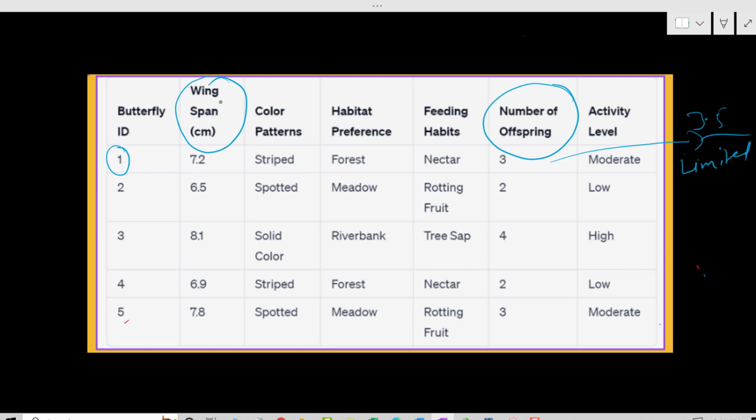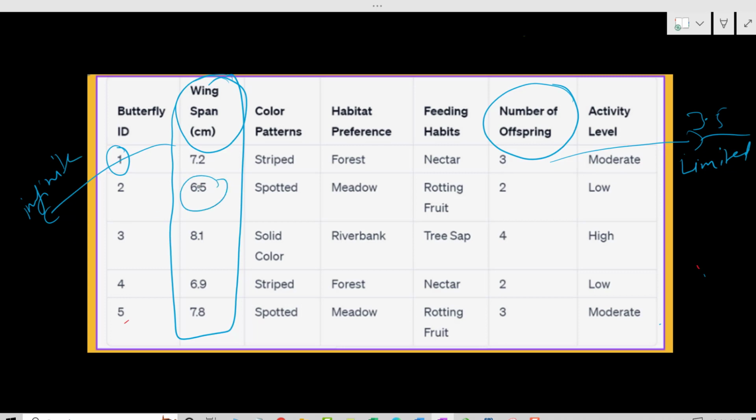But if we see the wingspan, and let's say we are talking about the valid range of the wingspan of a butterfly, there can be infinite values literally, right? Because we can have decimal values. We can have 6.7 also, we can have 6.3 also, 7.2 also, whatever is the valid wingspan value for a butterfly, it can have an infinite number of values.